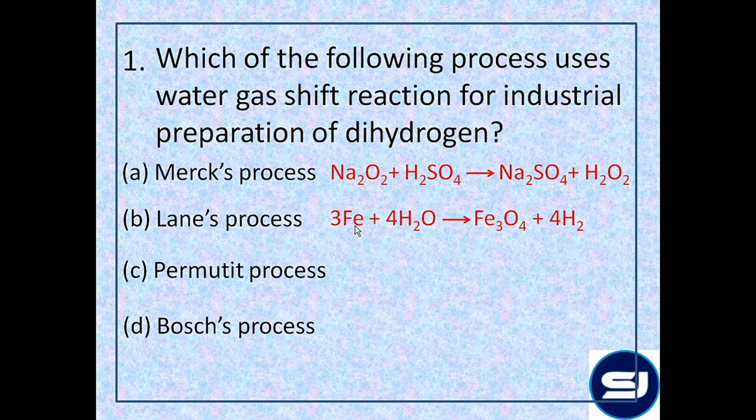Lane's process. Lane's process is the preparation of dihydrogen using Fe and steam. So Fe, when heated with water, gives Fe₃O₄, that is magnetite, and liberates dihydrogen. But this is not the water gas shift reaction.